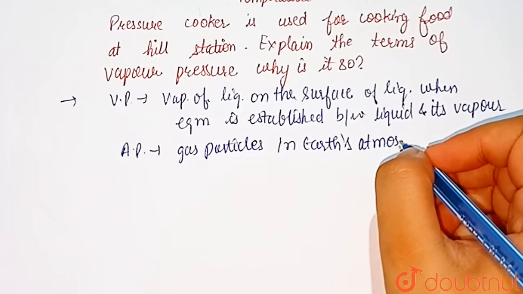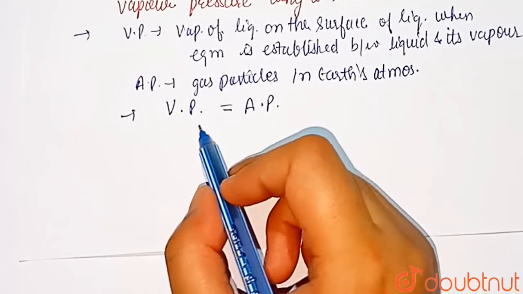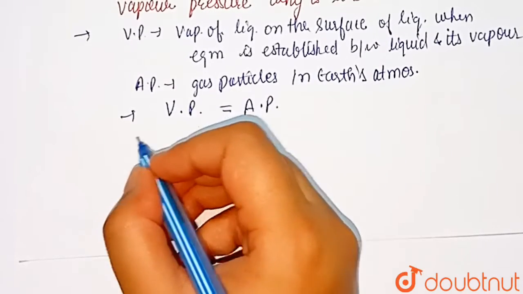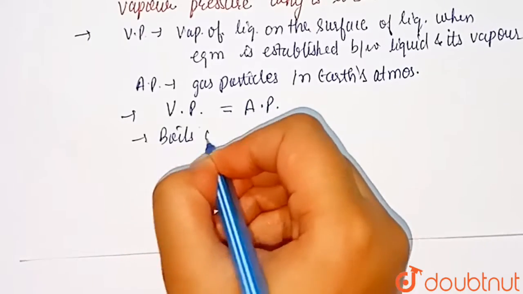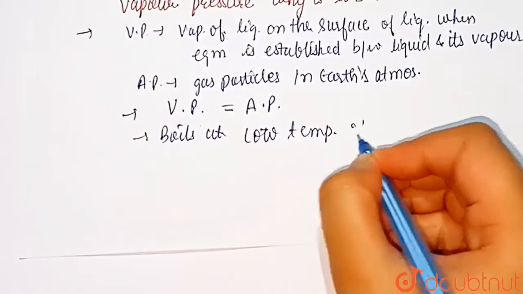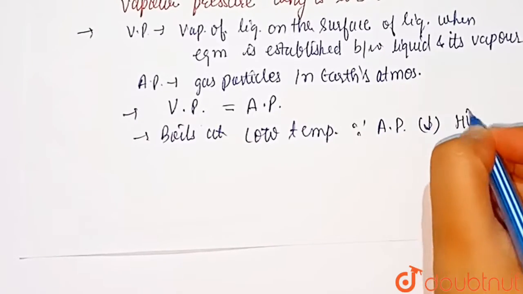And now, why is a pressure cooker used for cooking food at hill station? A liquid boils when the vapor pressure of the liquid becomes equal to atmospheric pressure. Okay, on hills, water boils at low temperature because atmospheric pressure is low at high altitude.